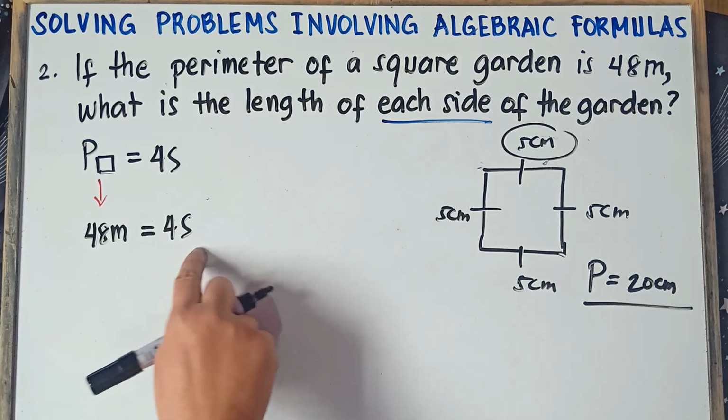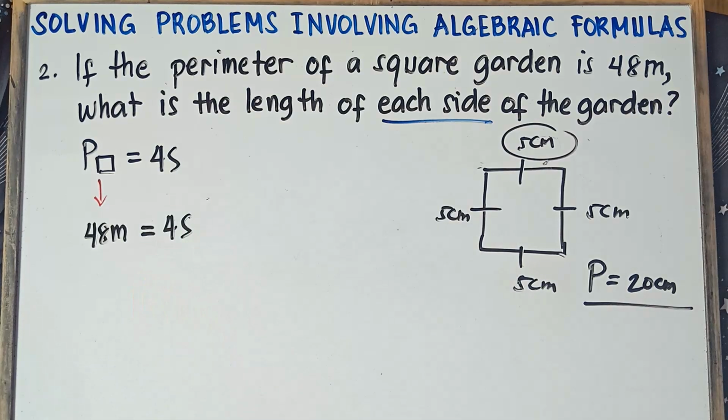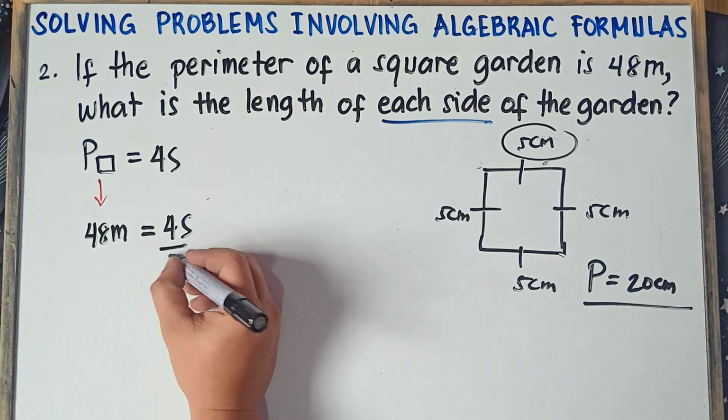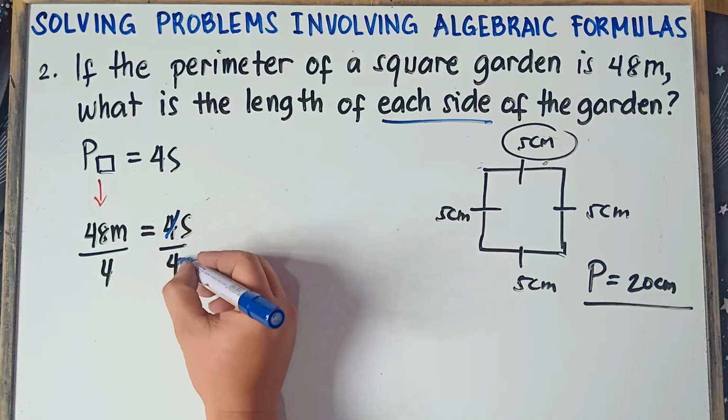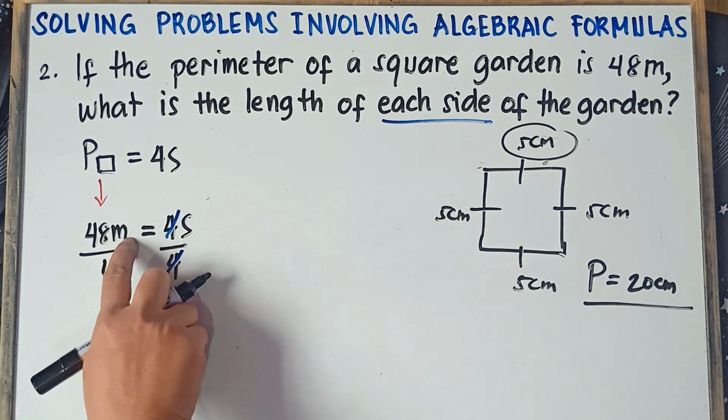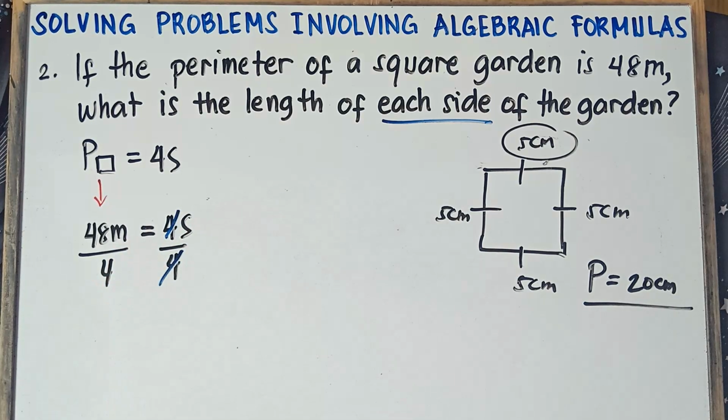And to get the value of s, we can apply the division property of equality. We can divide both sides by 4. Dividing by 4, we can simply cancel this out. And 48 divided by 4, what's the answer, class?